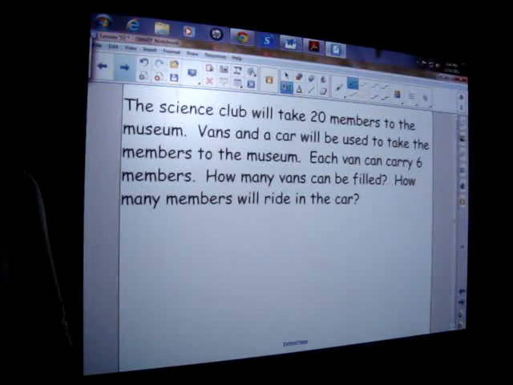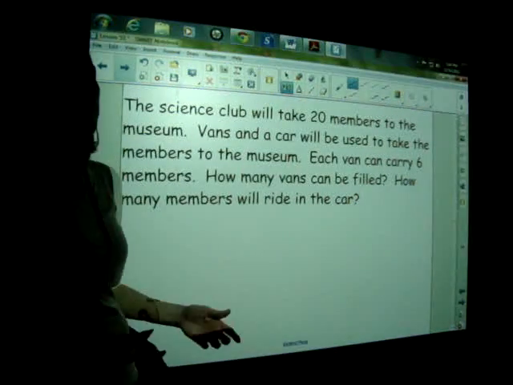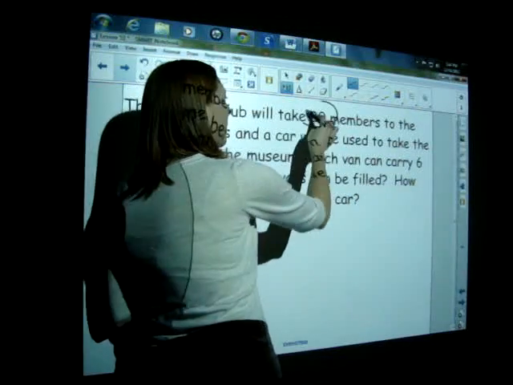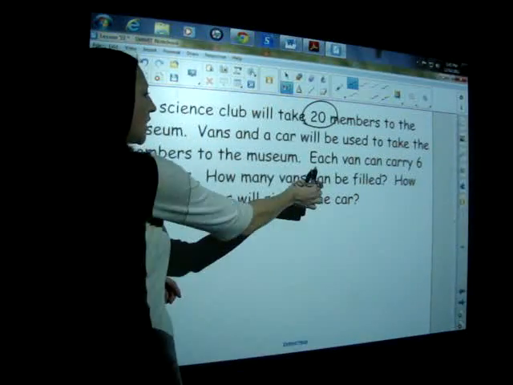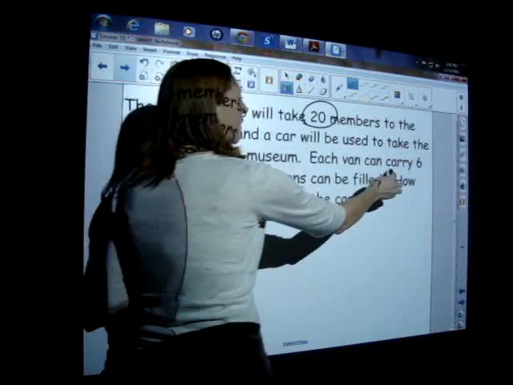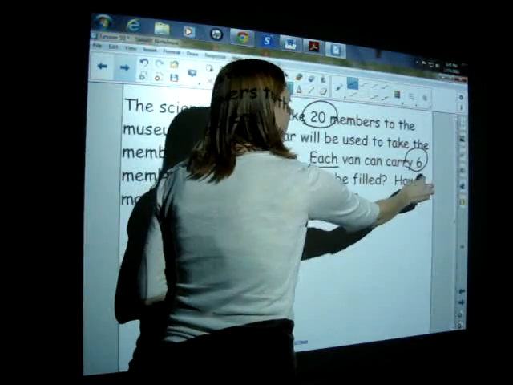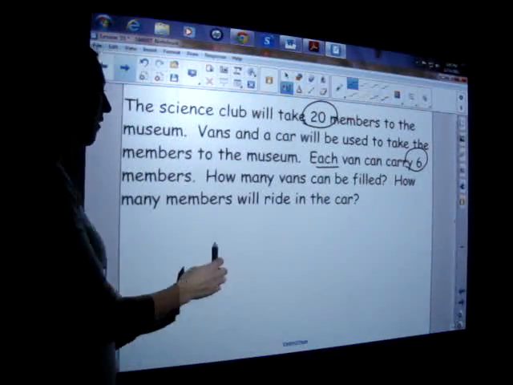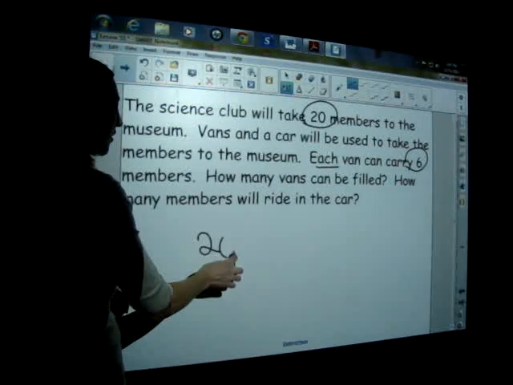Okay, the science club will take 20 members to the museum. Vans and a car will be used to take the members to the museum. Each van can carry 6 members. How many vans will be filled? How many members will ride in the car? So our main numbers that we're working with, we have 20 members in all. Each van can carry 6. So each van carries 6. So let's go ahead and divide those two numbers.